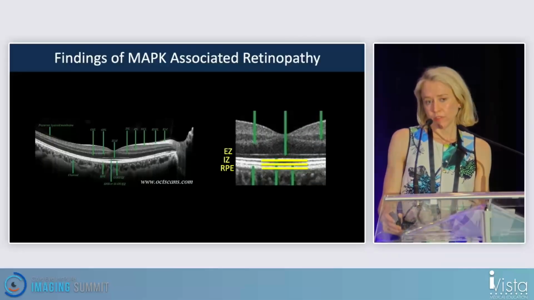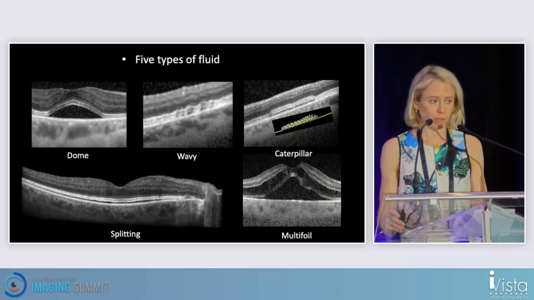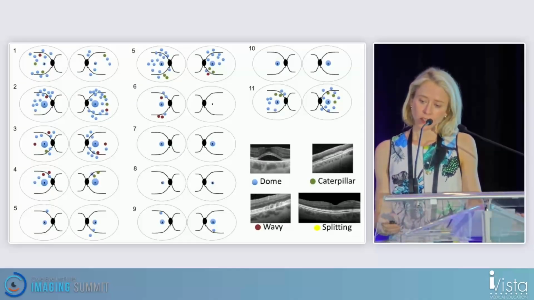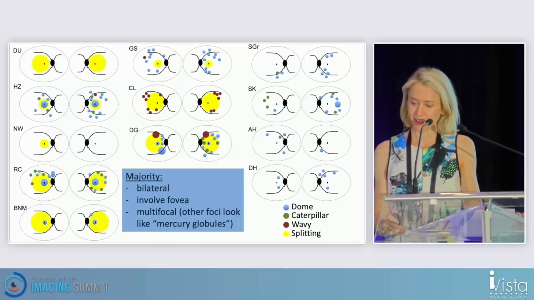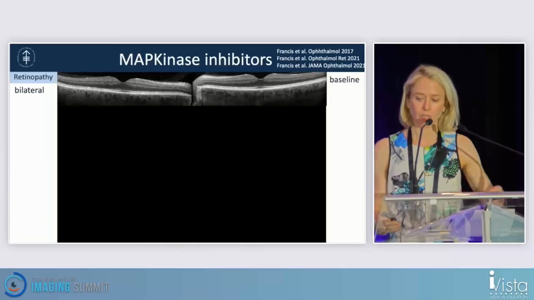These patients develop fluid between the interdigitation zone and the retinal pigment epithelium. We've shown that there are 5 different types of fluid that you can see in the eye. This is an example of how they're distributed for each patient between each eye. So see if you can find some patterns. Here are some more examples. What you'll notice is that this is largely bilateral, that the fluid does involve the fovea, that they're multifocal, and they sort of look like globules of mercury sitting on the retina.